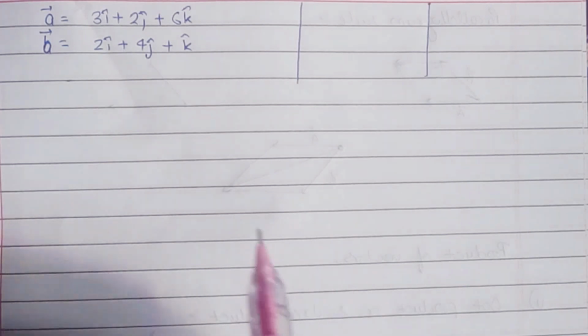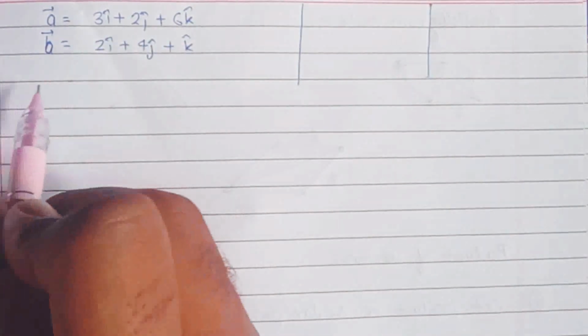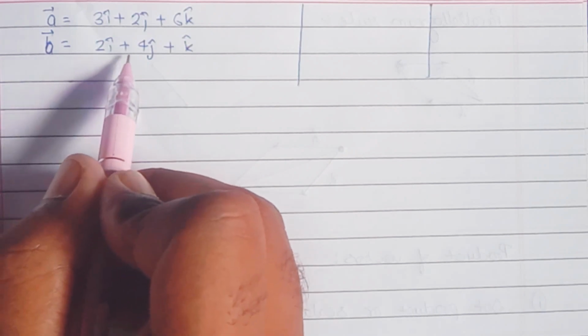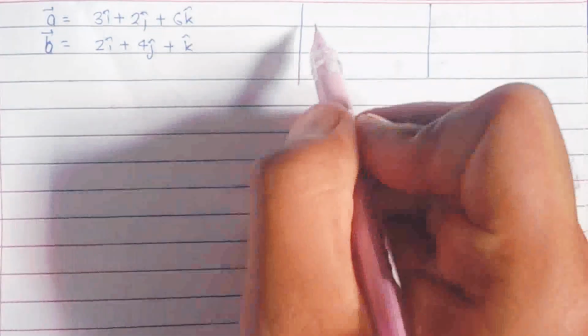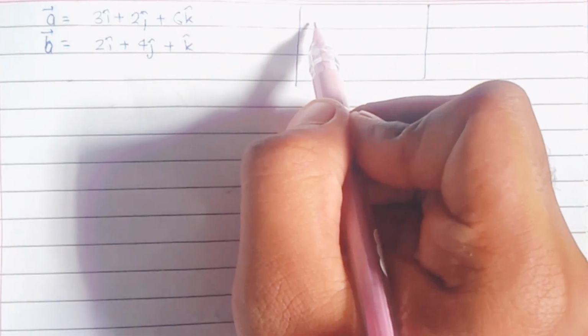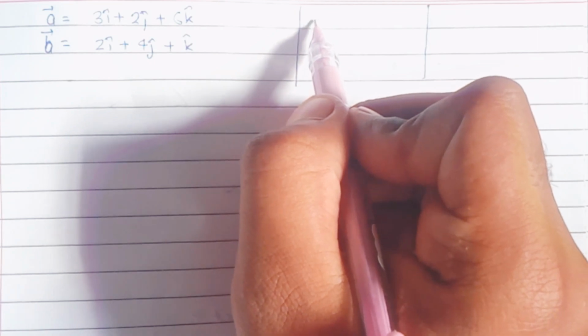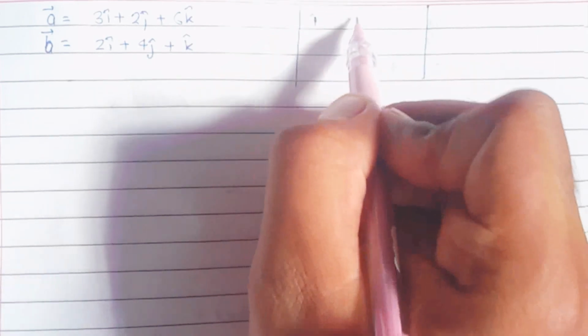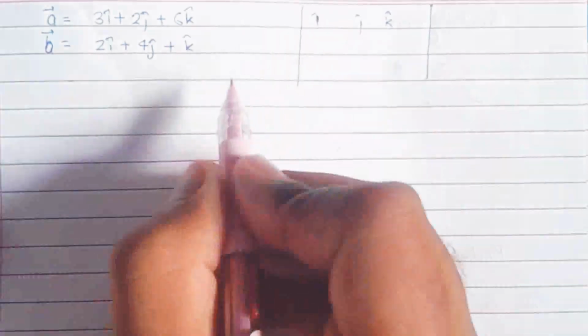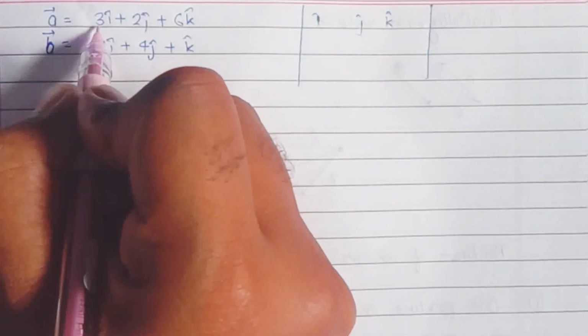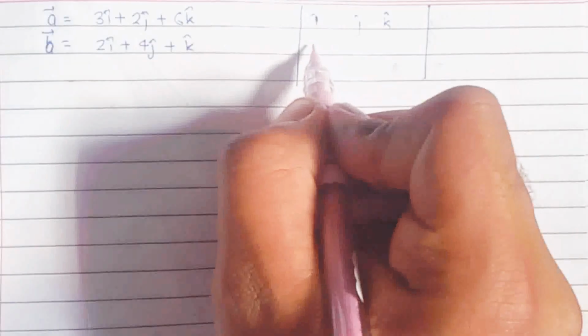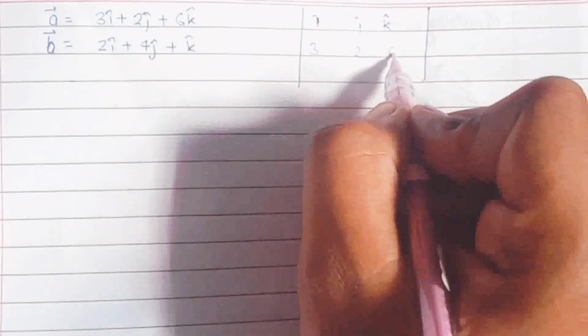So let's start with this example. a vector is 3 i cap plus 2 j cap plus 6 k cap, and b vector is equal to 2 i cap plus 4 j cap plus k cap. So for finding the cross product, you have to write i cap, j cap, k cap, and in the a vector, i cap has coefficient 3, j cap has 2, and k cap has 6. In the b vector, i cap has 2, 4 and 1.